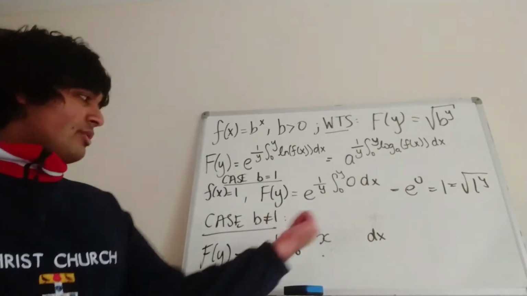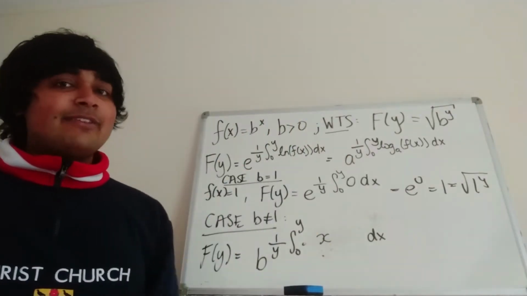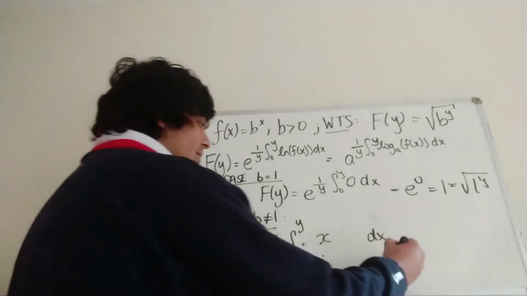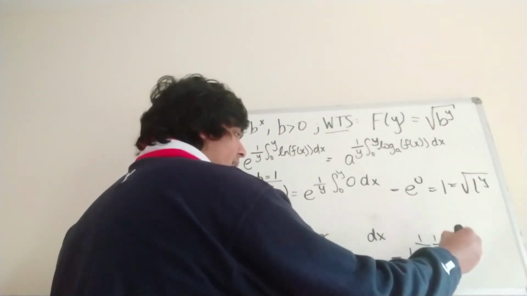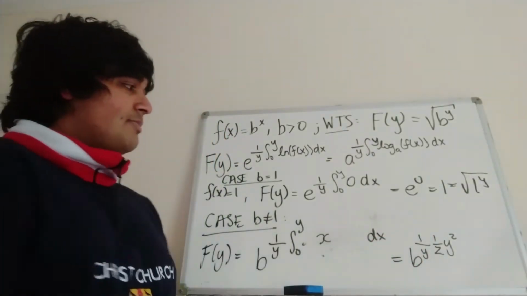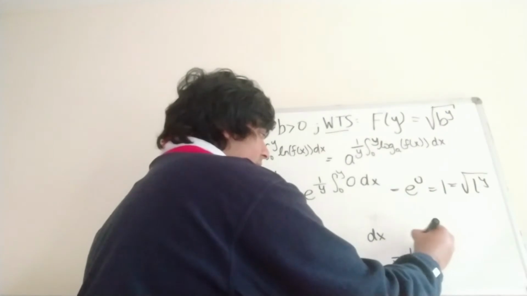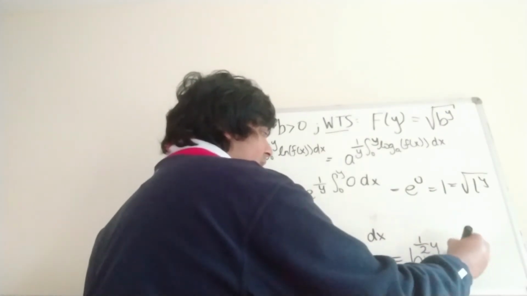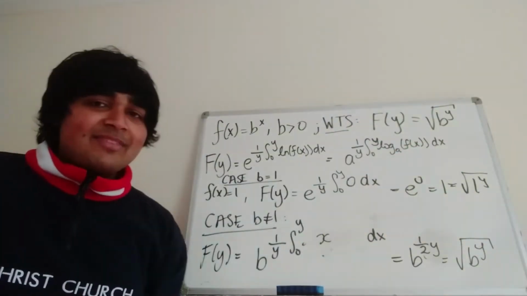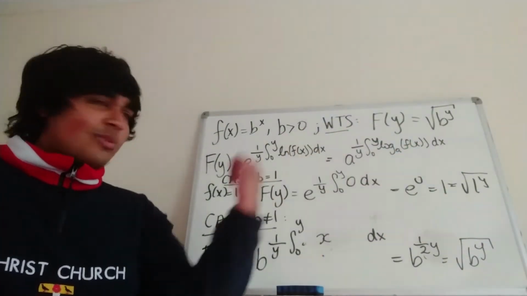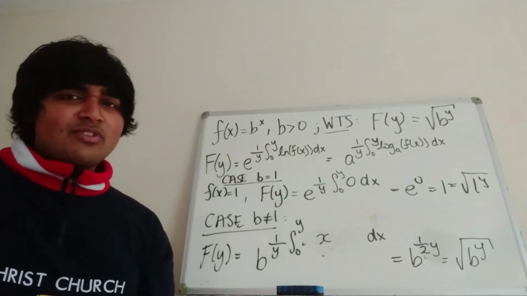Now this is kind of straightforward. This just integrates to a half x squared. When we plug in y and 0, we get a half y squared, so this is b to the 1 over y times a half y squared. This multiplies out to b to the half y, and we can write this as the square root of b to the power of y, and that's exactly what we want. Okay, so we had to split it into two different cases, but using part 1, this part 3 was kind of straightforward as well.